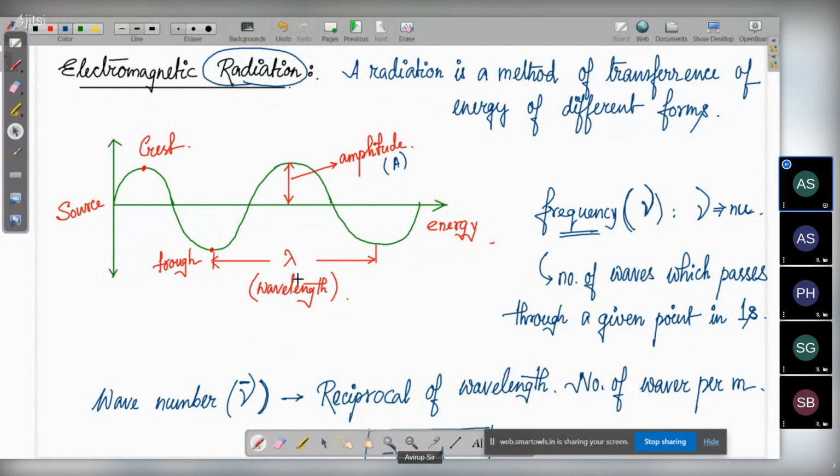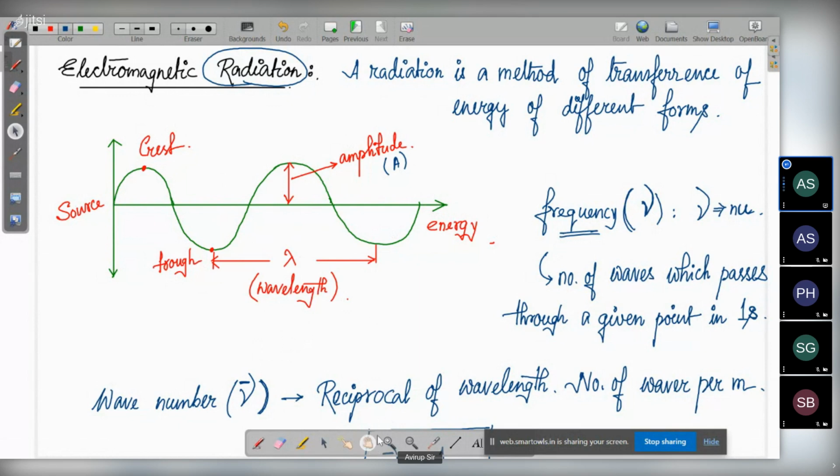And what is frequency? Frequency is the number of waves passing through a particular point in 1 second of time. And wave number is basically the reciprocal of wavelength. That means in a 1 meter region, how many waves are passing through it. That is your wave number.